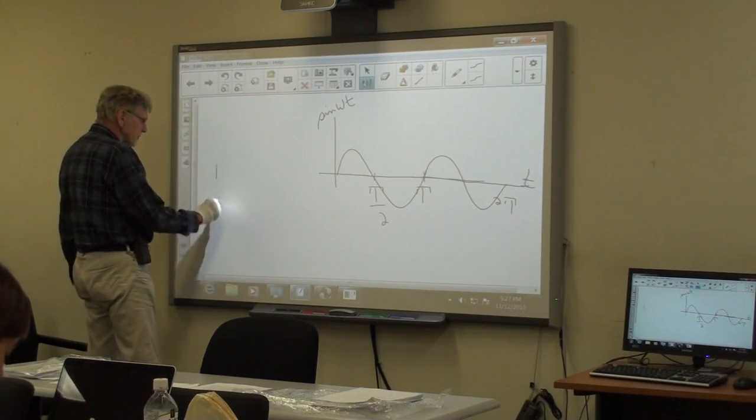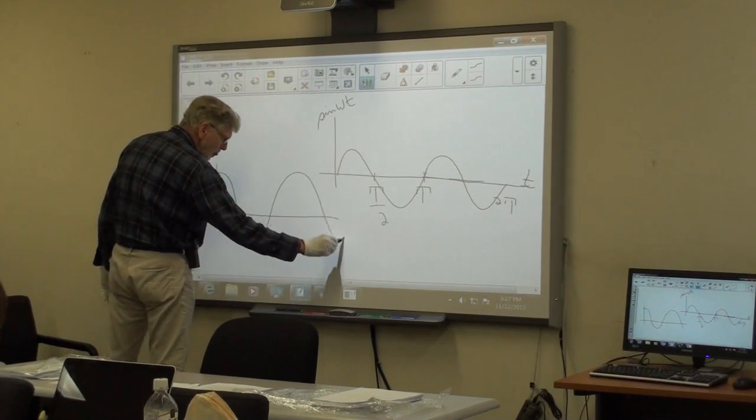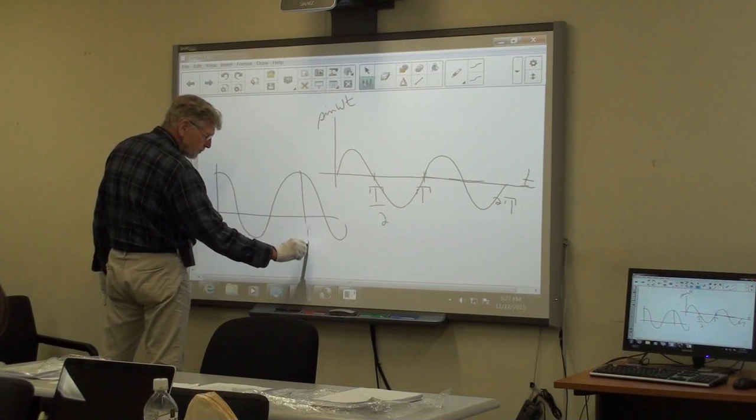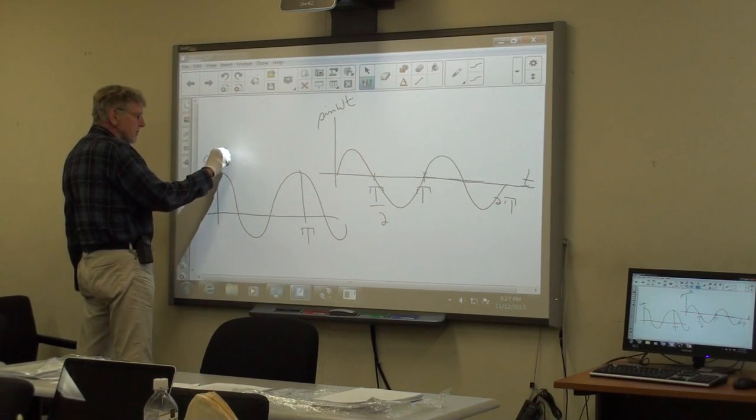Can we also do the same with the cosine function? This is one revolution, it's capital T, and this is the cosine of omega t.